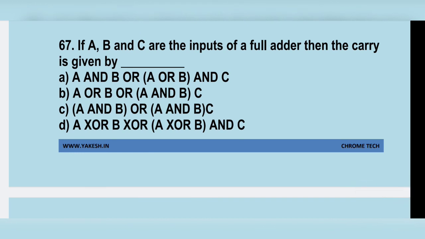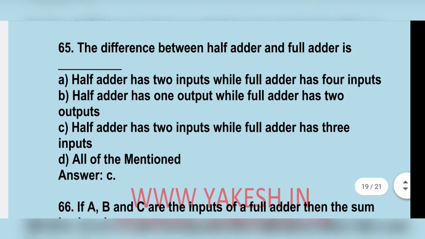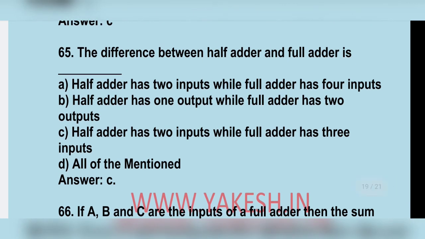If A, B and C are inputs for a full adder, then the carry is given by option A, the correct answer: A AND B, OR (A OR B) AND C. What is the difference between half adder and full adder? Option C is the correct answer. Half adder has 2 inputs while full adder has 3 inputs. That is the difference between half adder and full adder.